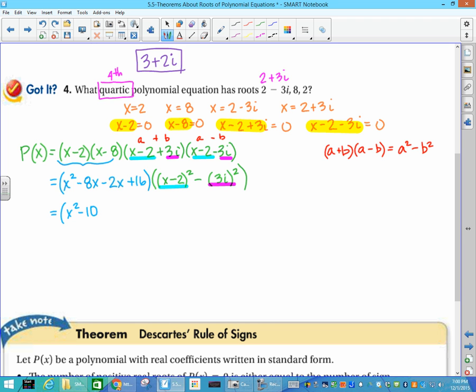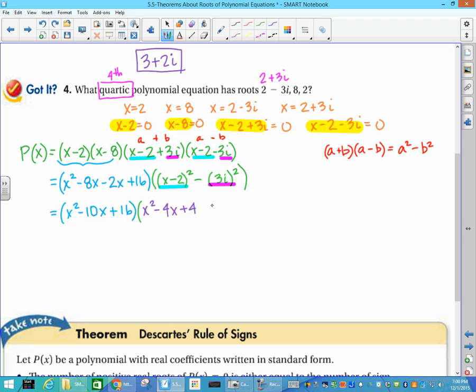x squared minus 10x plus 16. And then on this, I've got to simplify this thing. So x minus 2 squared, that's doing that PST thing backwards, is going to be x squared minus 4x plus 4. That's squaring that thing. We've done it a lot. If you need some help, come see me.